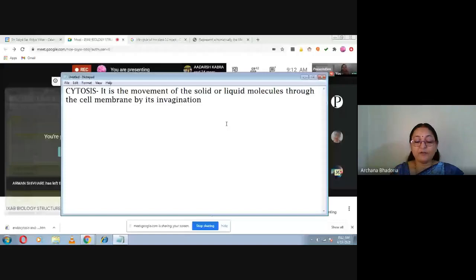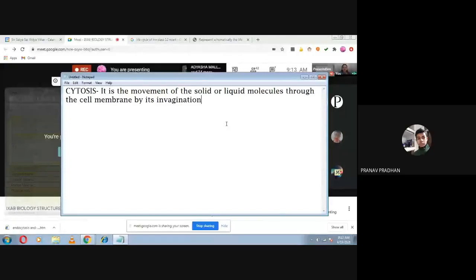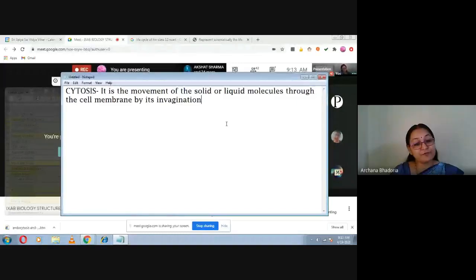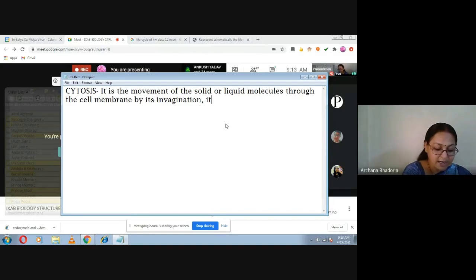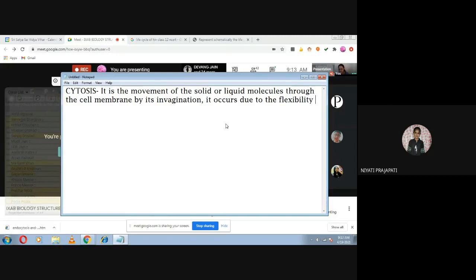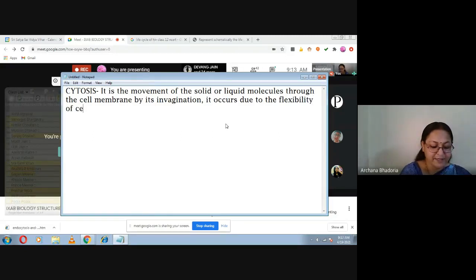So the food vacuole will be formed. What will be formed? Food vacuole. Food vacuole will be formed. So this process takes place, children, because of the flexibility. So why does it occur? It occurs due to the flexibility of the cell membrane.